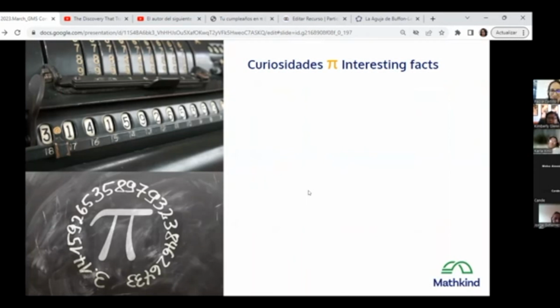In my case, they taught me to memorize this value, 3.14. This is pi, to be able to apply geometry formulas. That's it, they taught us how to use the formula. Anything else, anything new?